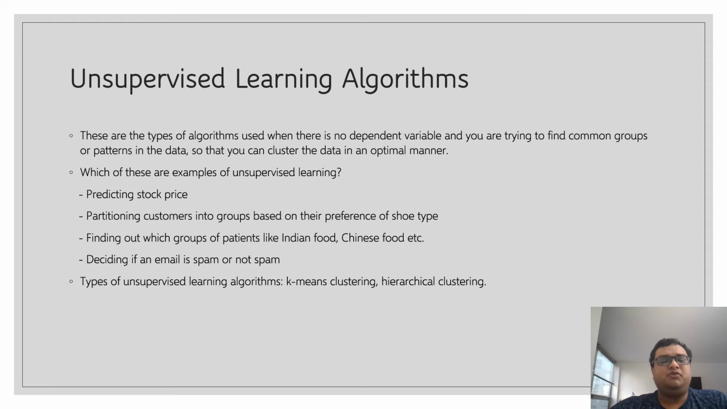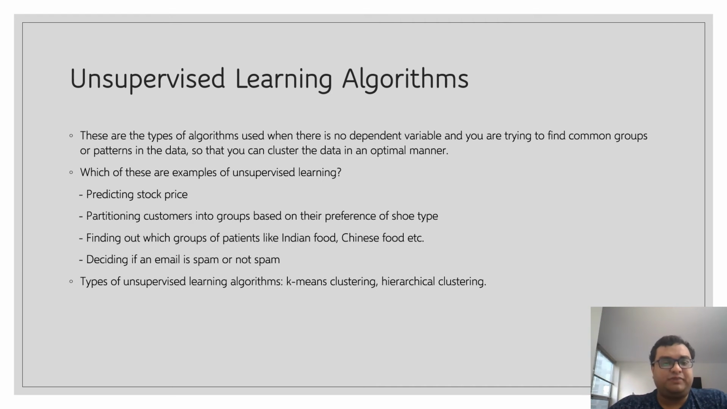Which of these are examples of unsupervised learning? Predicting stock price? No, it's a numeric response, so that's why it's regression. Partitioning customers into groups based on their preference of shoe type? Yes, now this is just clustering, so that's why it's unsupervised learning. Finding out which groups of patients like Indian food or Chinese food, etc. Now this would be again clustering because you're not predicting anything, just trying to group data into similar categories.